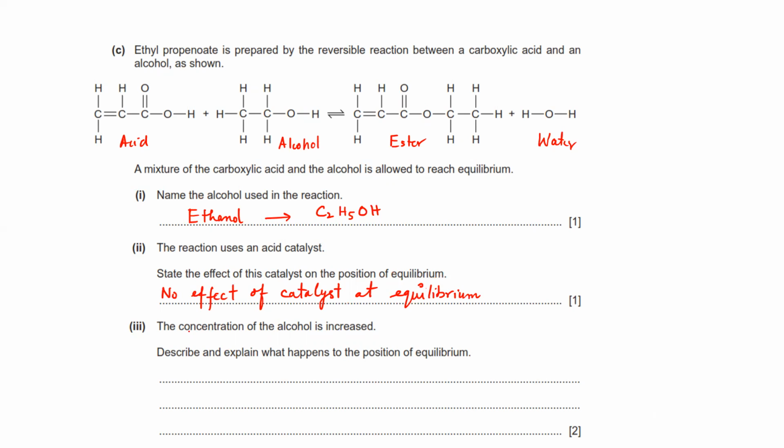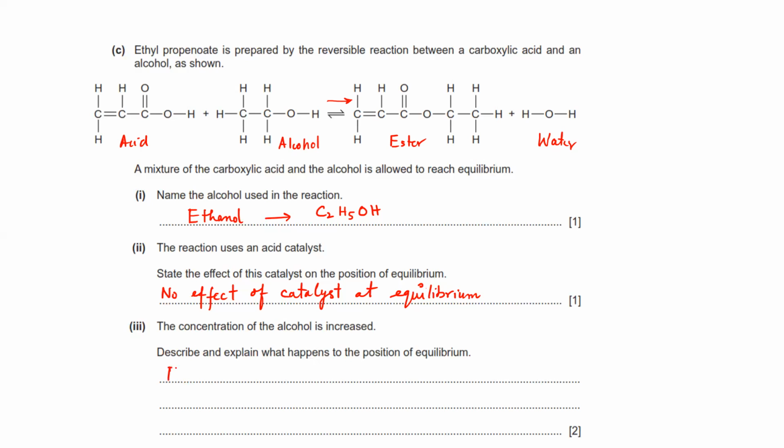Then part 3, it says the concentration of alcohol is increased. So you have increased this concentration. Describe and explain what happens to the position of equilibrium. So if alcohol concentration is increased, so your forward reaction will increase. So reaction will start increasing. Describe and explain why this thing is produced.